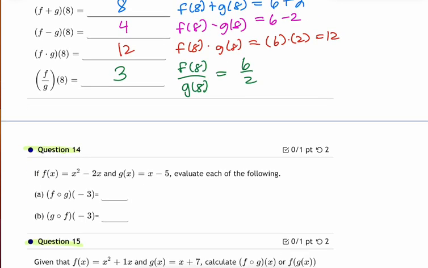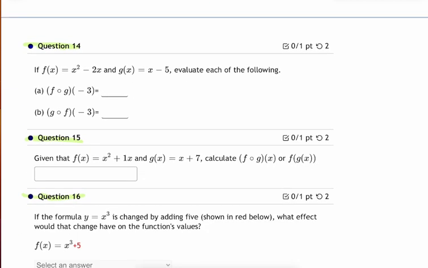Okay, so like 14. Yes. Okay, so let's look at how 14 and 15 are using a different notation. They have that open circle. The open circle notation means composition. So we're composing those functions. So that's where we have to start from the inside out. Okay, so let's look at A.